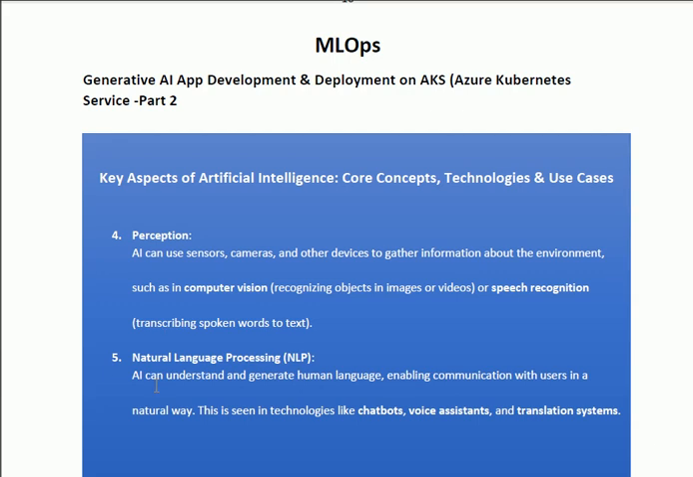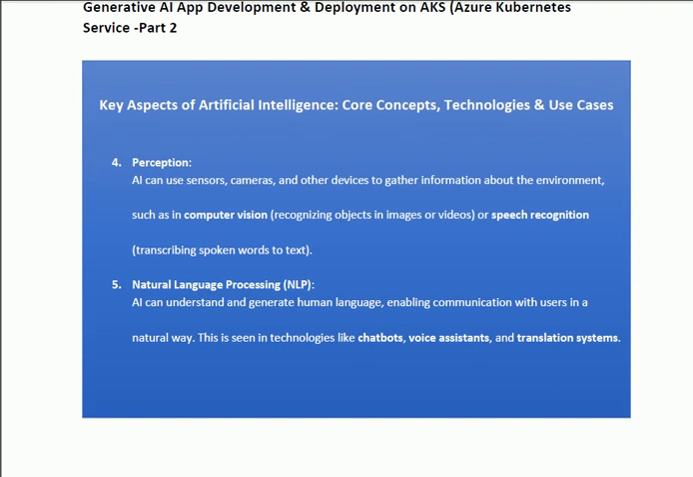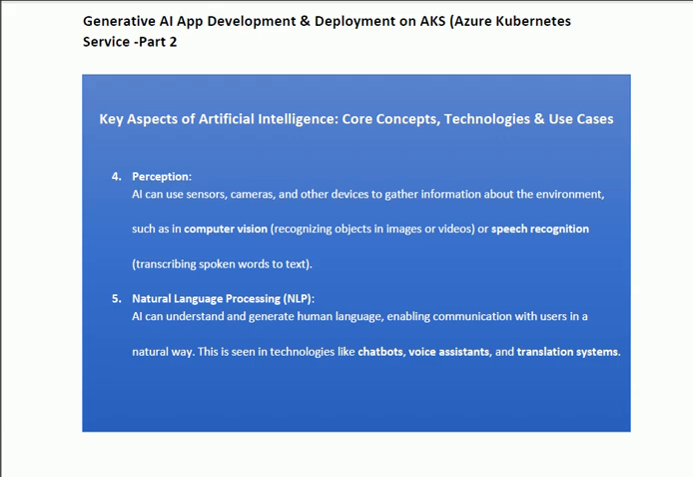And the fifth one is natural language processing, NLP. AI can understand and generate human language, enabling communication with users in a natural way. This is seen in technologies like chatbots, voice assistants, and translation systems. So these are the different core concepts of artificial intelligence and the different technologies that we can use. In the next part of this series, we shall cover more detailed terms of artificial intelligence and generative AI.